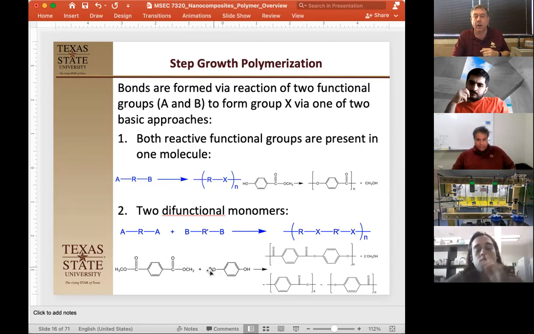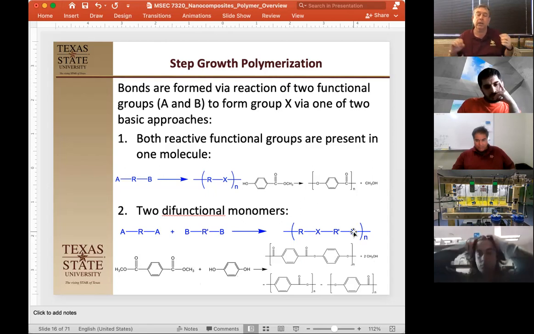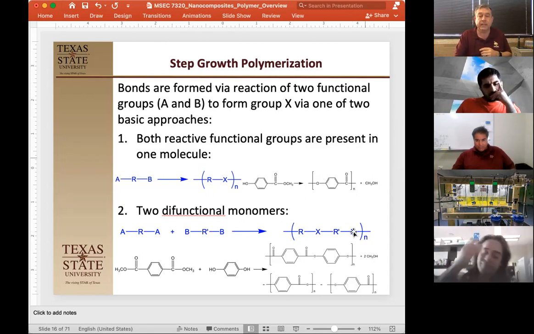In this case, the phenolic OH comes and reacts with the carbonyl and kicks out a small molecule, in this case, ethylene. I'm sorry, methanol. And then the other side is going to react and do the same thing. So this is more common, and we call that an AABB system. But notice the functional group that we create is the same on both sides. We're making esters on both sides, and those esters are part of the backbone. In the earlier case, we make only one ester as part of the backbone, but here we make two esters as part of the backbone.